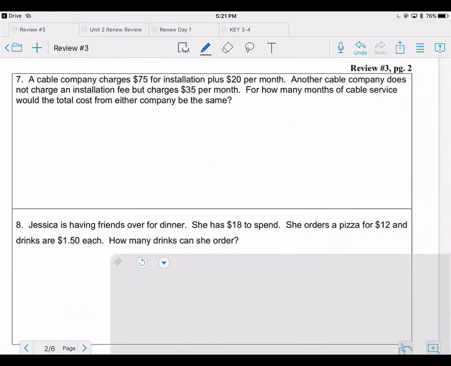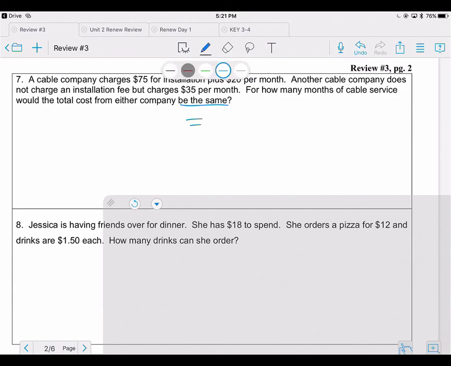Problem 7, a cable company charges $75 for installation and $20 a month. Another company has no installation fee but $35 a month. For how many months of cable service would the total cost be the same? So where will these be equal? These is referring to the first company, $75 one-time fee and $20 a month. And the second company, which is $35 per month.